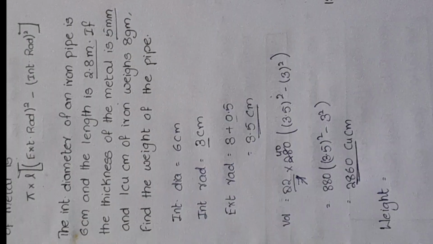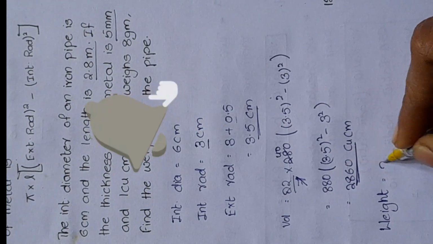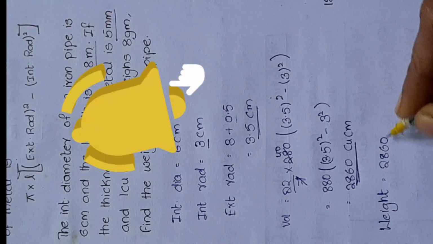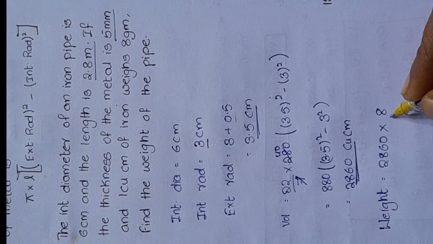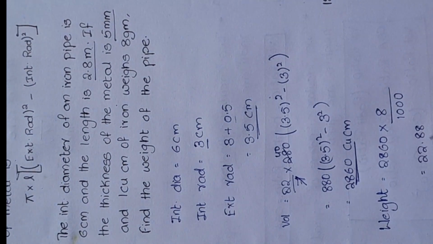Now let us find the weight. For 1 cubic centimeter, it is given as 8 grams. So for 2860 cubic centimeters, 2860 into 8 grams. Grams should be converted to kilograms. So 8 by 1000. The answer is 22.88 kg is the weight.